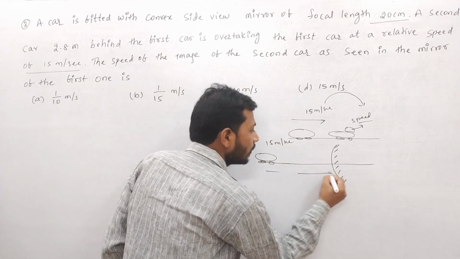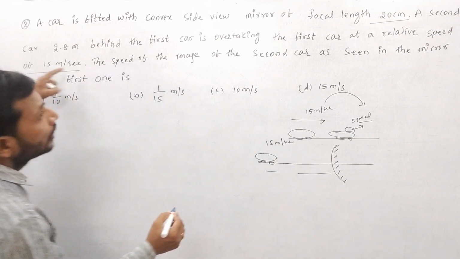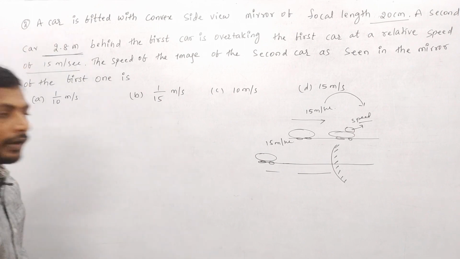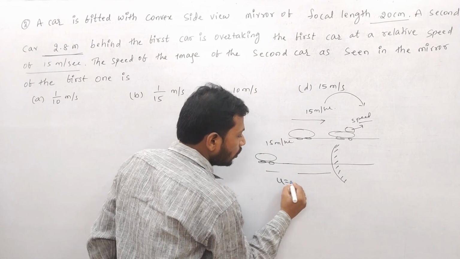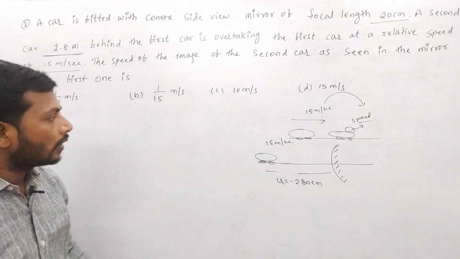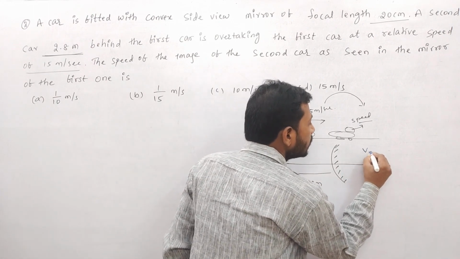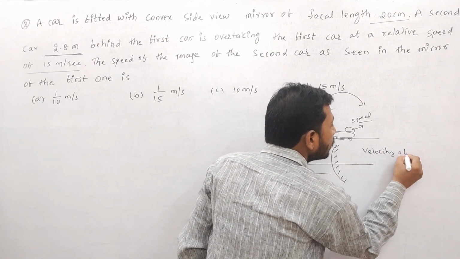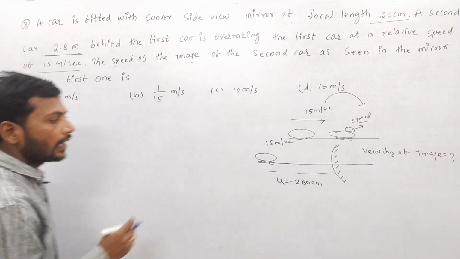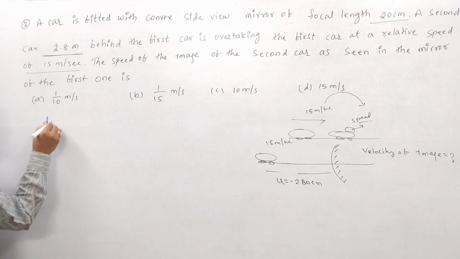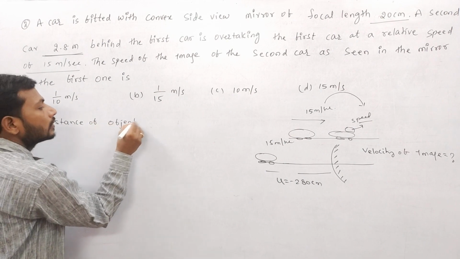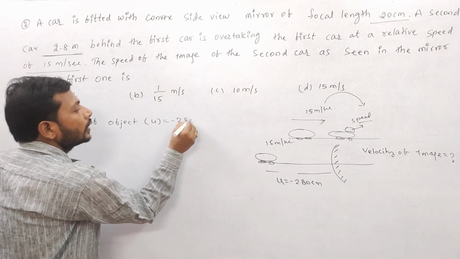And the position is given as 2.8 meter. 2.8 meter means I am going to write u equals minus 280 centimeter. Clear, children? So now, what is the velocity of the image? This we have to calculate. Then I am going to write here the distance of the object: u equals minus 280 centimeter.